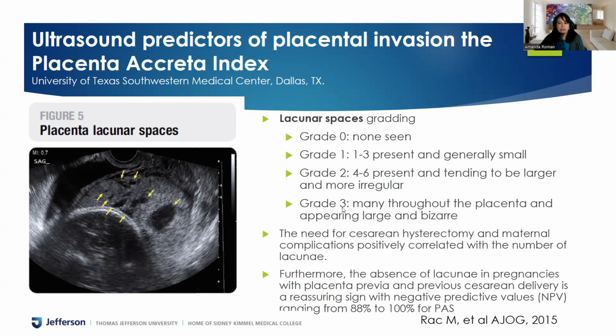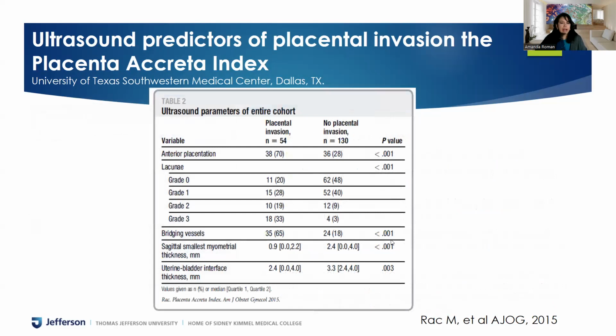They're hard to miss. And grade 3 has many throughout the placenta, and the placenta definitely looks like Swiss cheese. And the chance of needing a cesarean hysterectomy and maternal complications are positively correlated with the number of lacunae. So the higher the grade, the worse the case. The absence of lacunae in a pregnancy with placenta previa is reassuring, with a good negative predictive value from 88 to 100%. As I said, here is the association of these gradings with placental invasion. So grade 3 had a higher association.